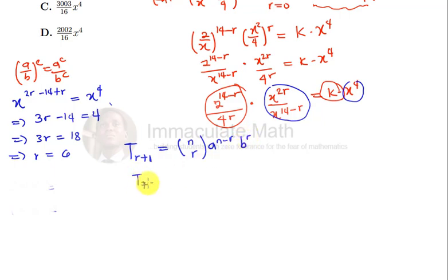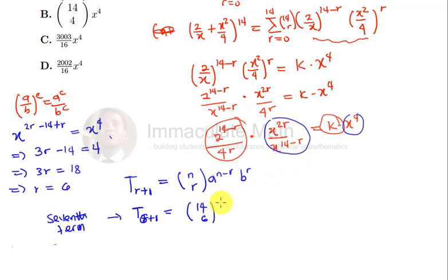So my 7th term, which is the same as your 6 plus 1 term, t 6 plus 1, this is actually the 7th term, would be n combination r. What's my n? My n there is 14, so 14 combination 6. Then my a, let me go up a little bit to see my a, is 2 over x, everything raised to the power 14 minus 6.